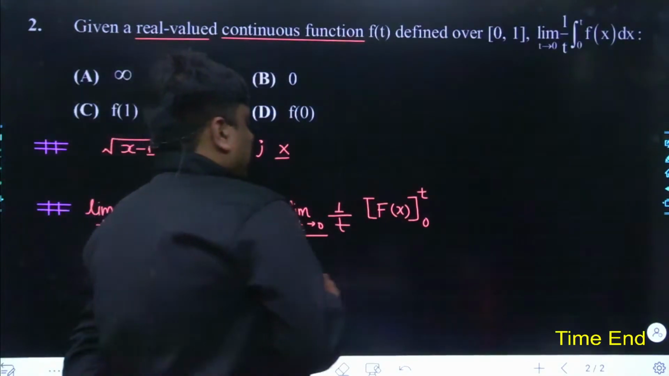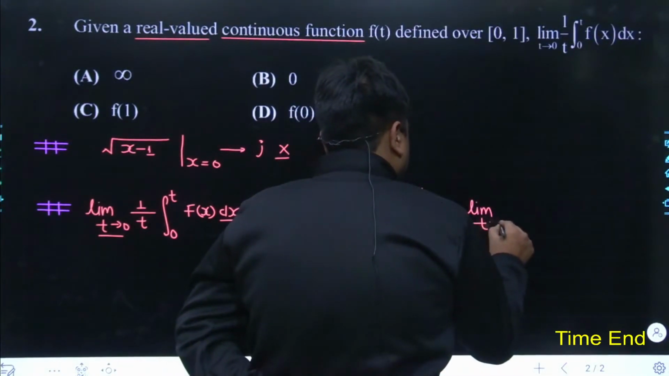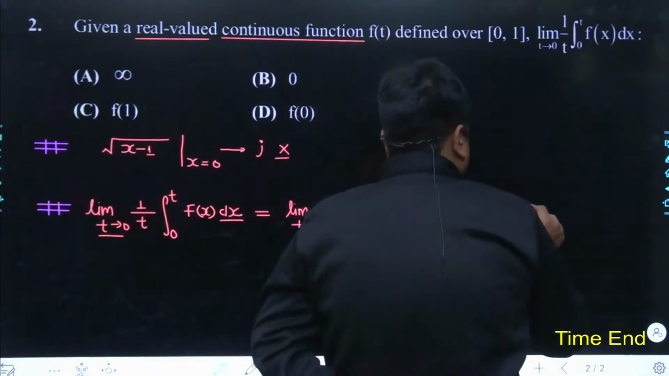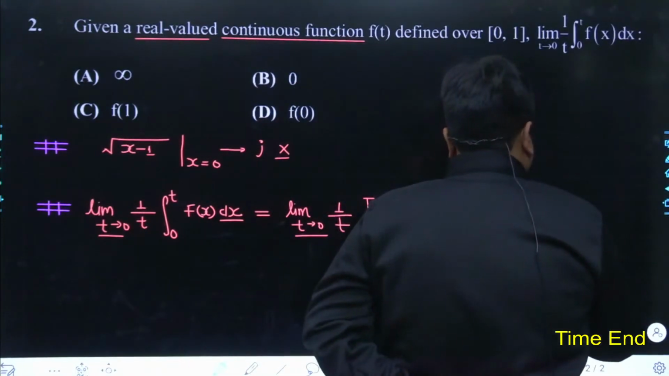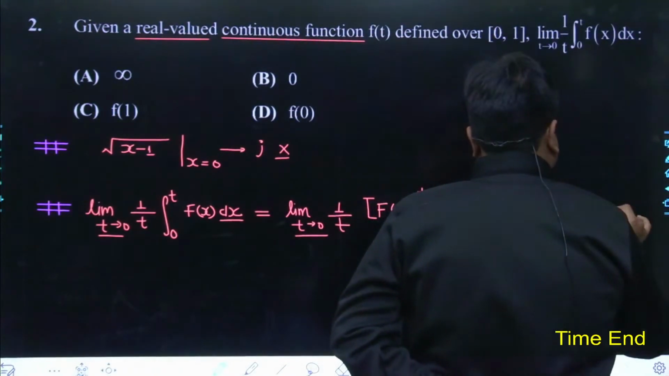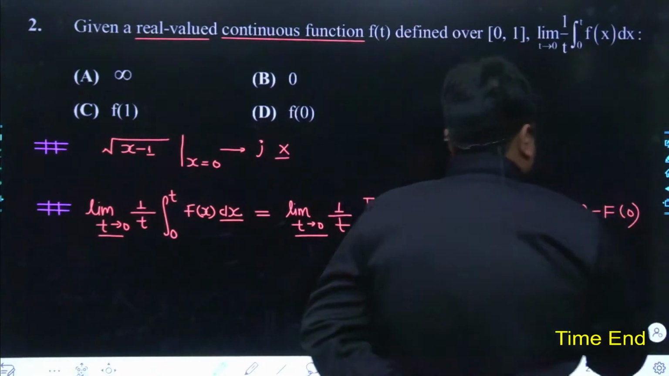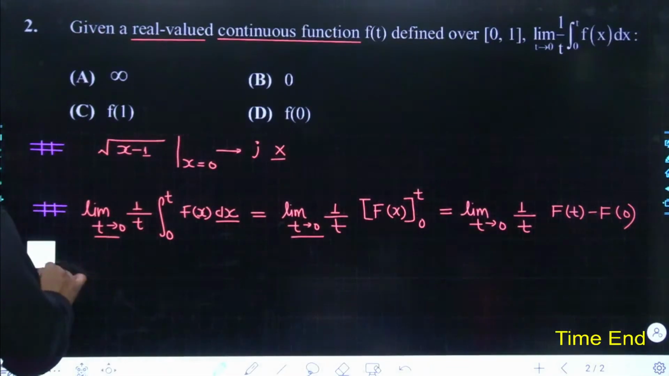Quite okay, sir. Now in the next step, what I would do is limit t tends to 0, and it remains 1 upon t. The x would be fed as t, so here it becomes capital F of t minus capital F of 0. Till this point, I don't find any student would have any kind of doubt as such. Nobody should have any kind of doubt.